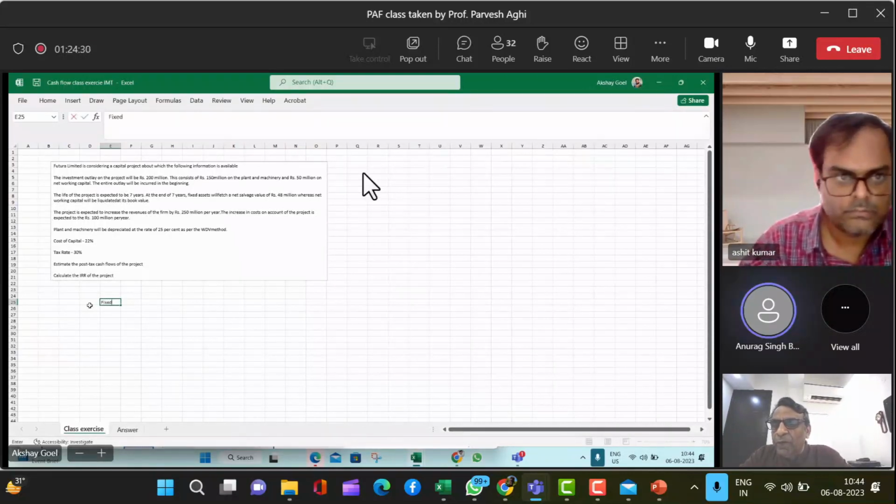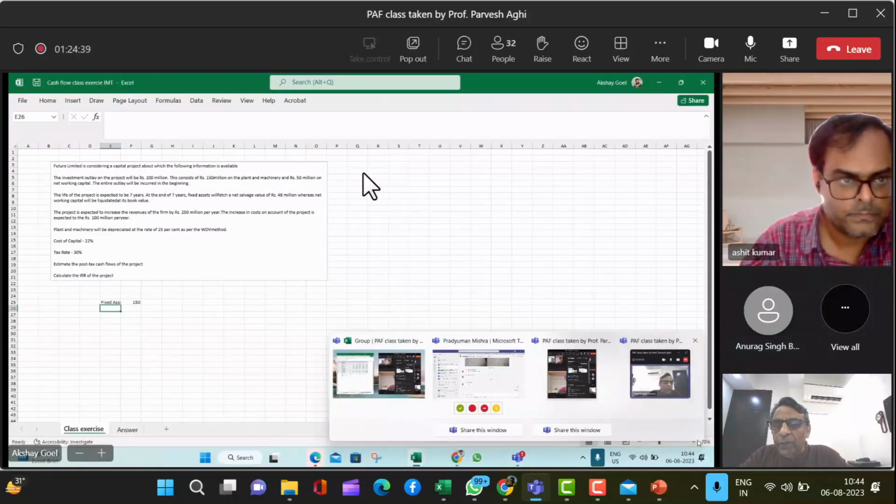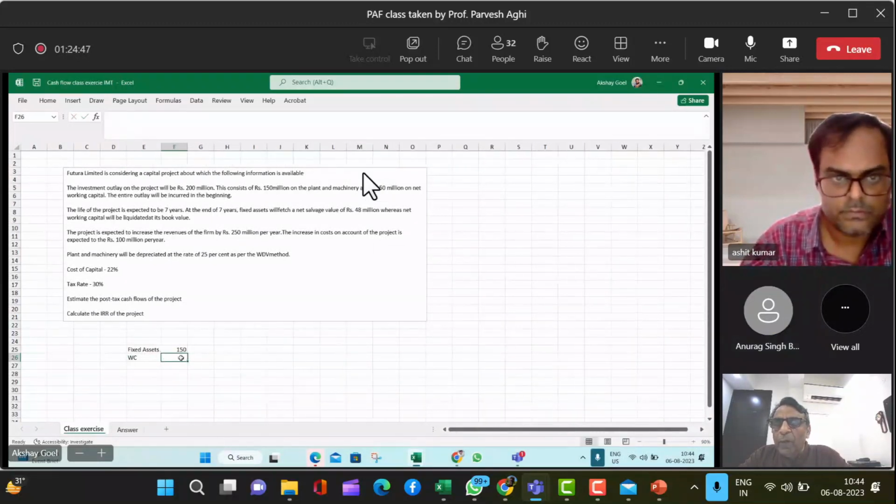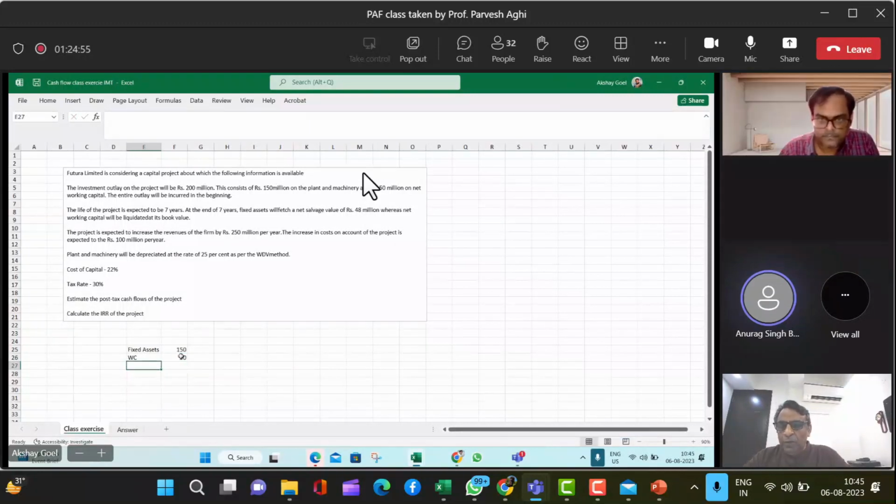Fixed. So put 150, इसी जगह पे आगे लिख दो 150. Okay, and working capital. थोड़ा बड़ा कर दो इसको. Working capital, how much? Put the 50. Okay. Go to answer now.